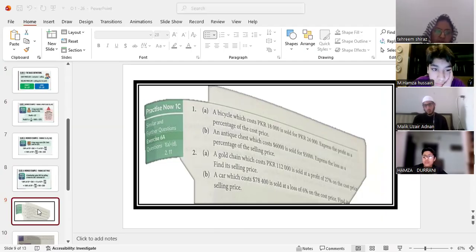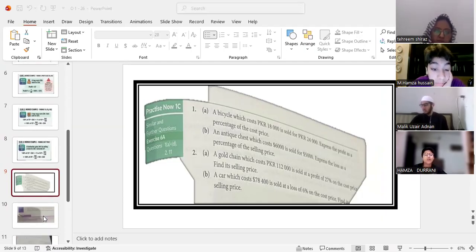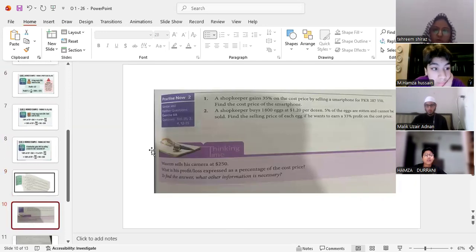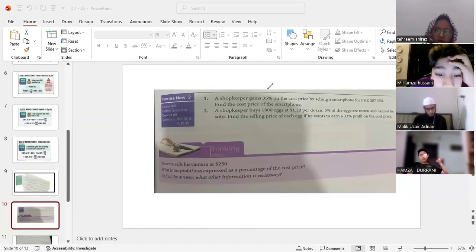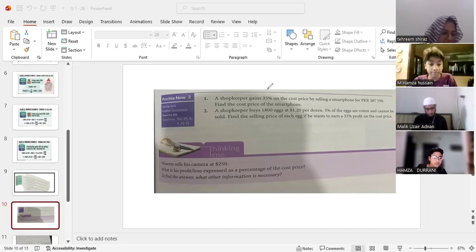So today we are going to do practice now, question number 1 and 2. Those who have joined now, please open your books, page 183, practice now 2.